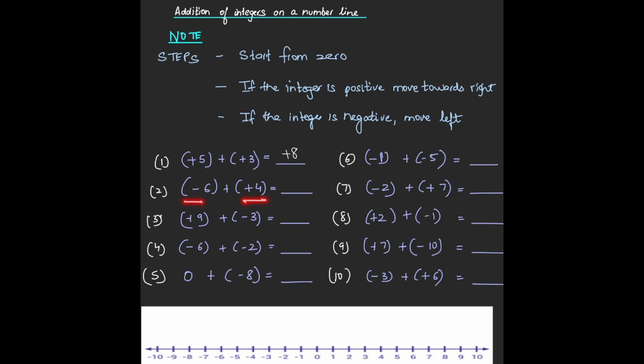Negative 6, positive 4. Okay, negative 6. Begin from 0 always. Negative 6. When it is negative, we will move to the left. Negative 6. Jump. Show this arrow also so that the teacher knows what you are doing. Then it is positive 4. Now we have to move towards the right because it's positive. 1, 2, 3, 4. Answer is negative 2.